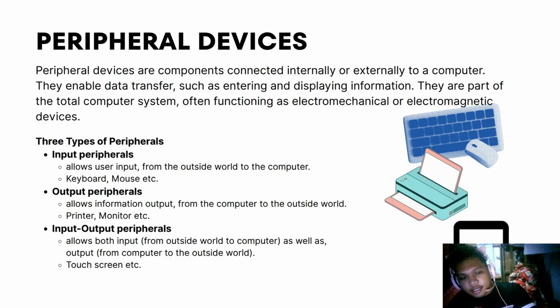Also, we also have input-output peripherals, no? So, it allows both input and output. So, a great example is the touchscreen. The touchscreen provides output, information that you can see. Then we can also input through the touchscreen. So that is all for the peripheral devices.